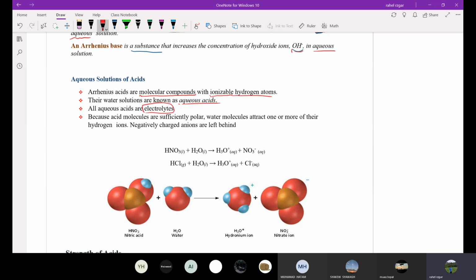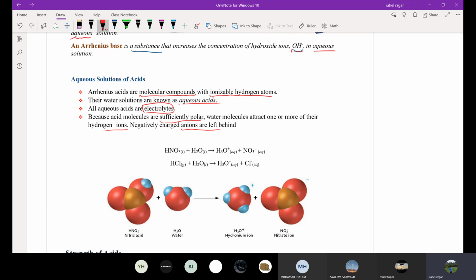How can they become electrolytes? Why are they ionizable? Why do they ionize? Because acid molecules are sufficiently polar. If you remember from chapter 2, we said if something has a high polarity, it will ionize and become ions. It will be separated. The bonds can be broken. So if they are polar and the bonds are weak, the bonds can be broken. Water molecules attract one or more of their hydrogen ions. So the water will attract the hydrogens and they become ions. And what is left? The negatively charged ions are left.